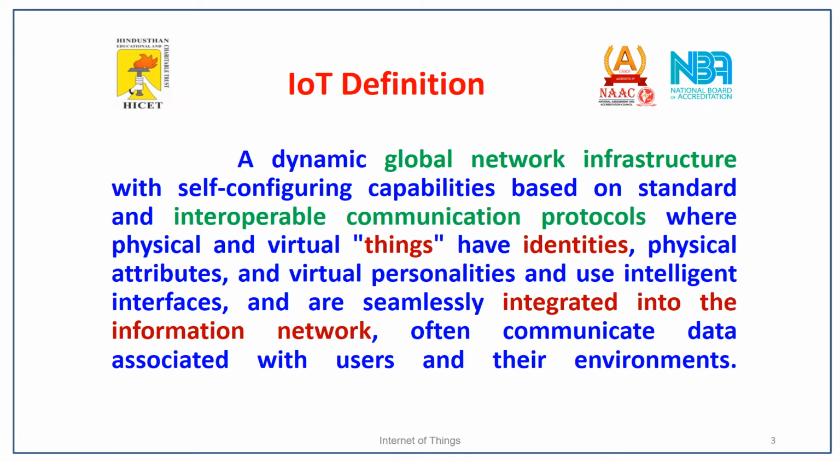So IoT can be defined as a dynamic global infrastructure with self-configuring capabilities and based on some communication protocols, where the physical and virtual things have unique identities or IP addresses, physical attributes and virtual personalities. And also they are using intelligent interfaces. They are also connected with information networks like cloud data. Also they are able to communicate with the users and other environments.